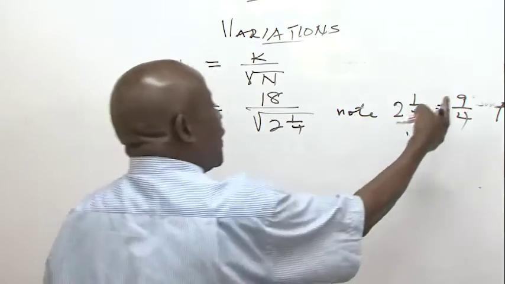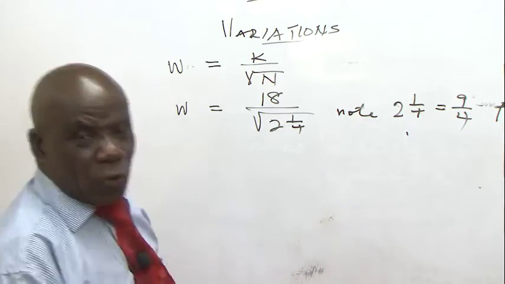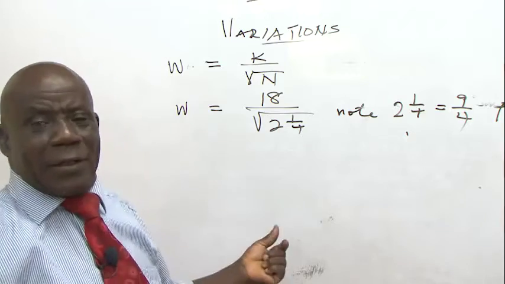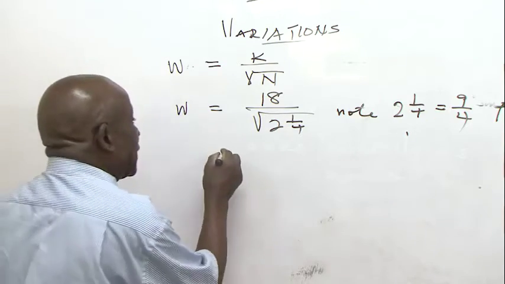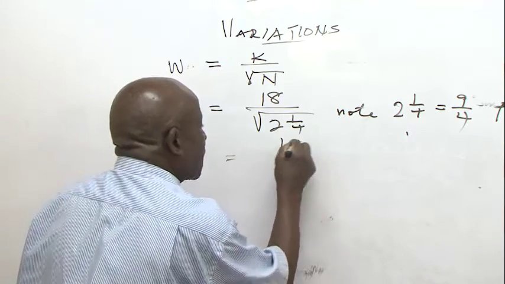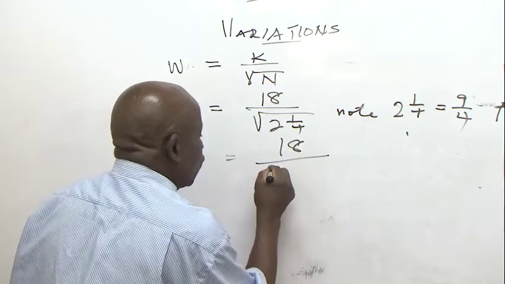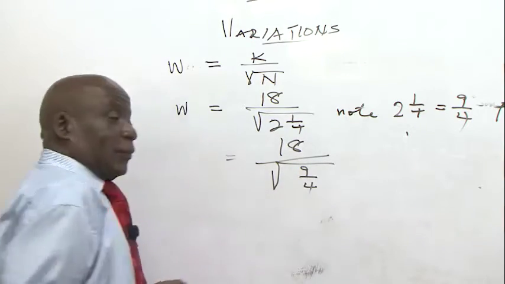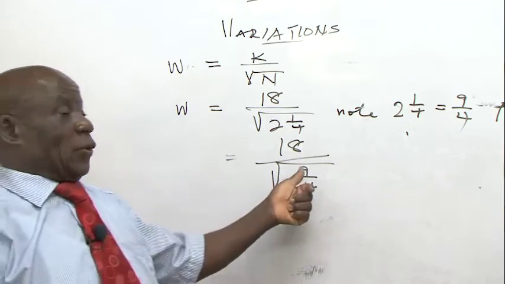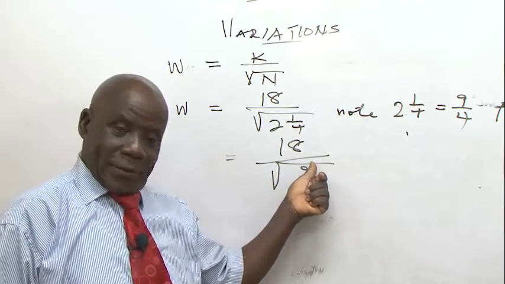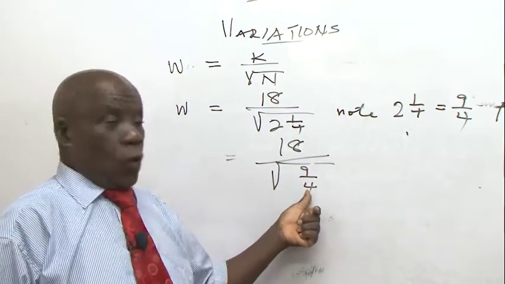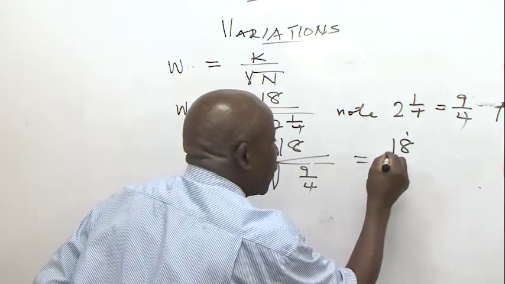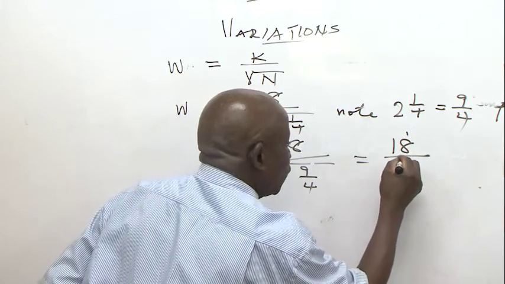Then, you know 9 is a perfect square. 4 is also a perfect square. When you are finding the square root of a perfect square, the root sign disappears. So this is the same thing as 18 all over the square root of 9 all over 4. You can find the square root of 9. That is 3. You can find the square root of 4. So this is the same thing as 18 over 3 over 2.